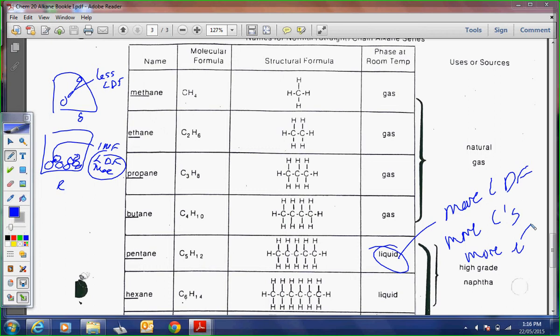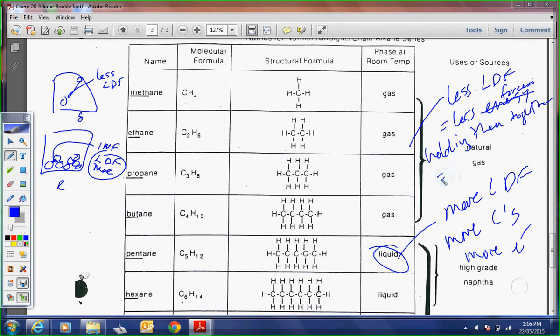Yeah, write it down. Okay? Less London dispersion forces equals less energy needed. Well, actually, that's a bad argument because that's more going towards boiling point. So I'll say less energy holding them together, forces, equals gas. This is all room temperature, right?